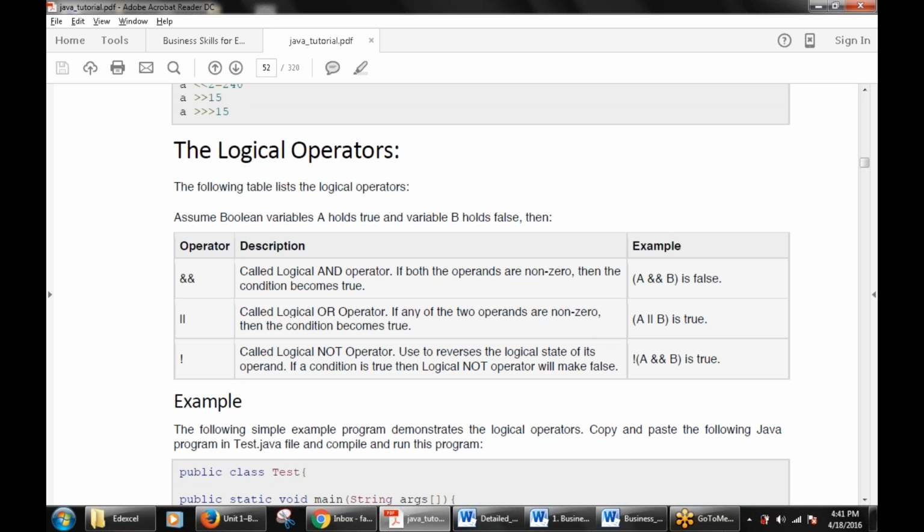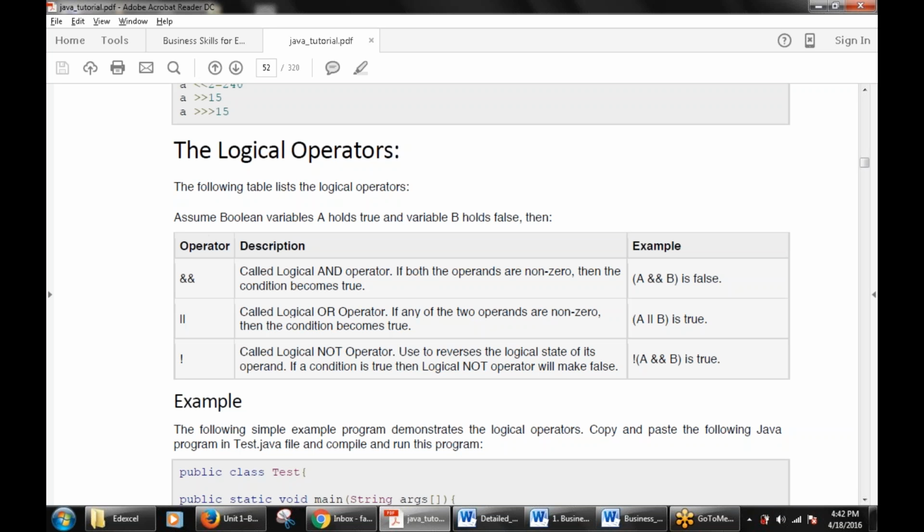Next is the logical operators. So it works on the logics, that is the logical operators. One is a double ampersand, that is the logical AND, that is very similar to the bitwise AND, but in that case only one ampersand is used. In this there are two ampersands that is used, that is the logical AND operator. And if both the operands are non-zero, then only the condition becomes true. The same concept that we use in the AND operation. Everything is the same, but the symbol representation is different.